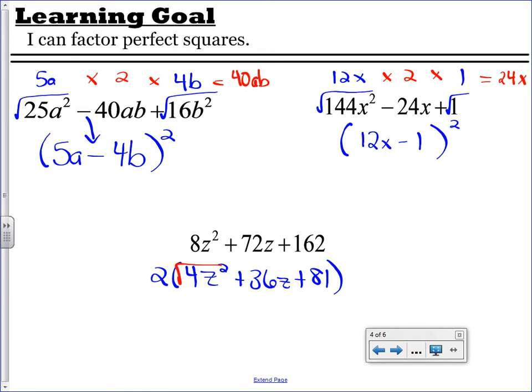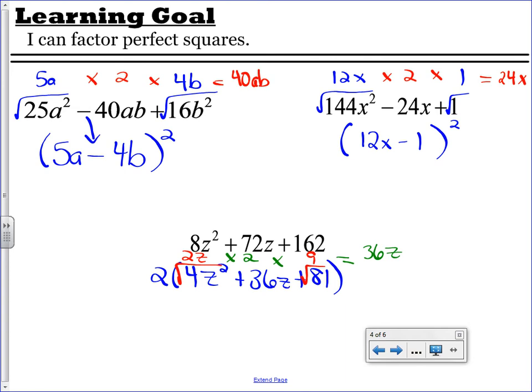If I take the square root of 4z squared, what am I left with? 2z. If I take the square root of 81, what am I left with? 9. So then now I have to do my check. 2 times 2z times 9 gives me what? Check with your calculators, please. What does that give me? Okay, so look at that. That's my middle term. Life is wonderful.